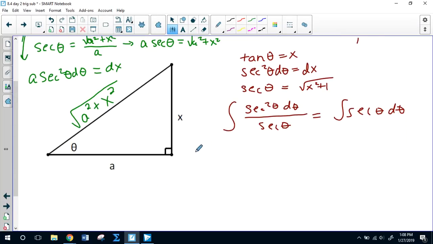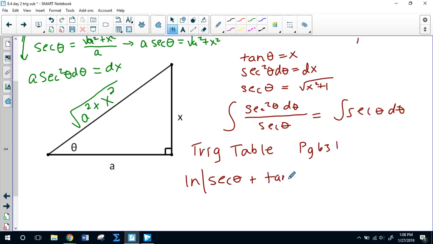This actually needs what's called an integral from the trig table in the back of your book. I wish that this were not the case, but I do want to show you this. This is from page 631 in your book. I'm not going to actually have a picture of the book here. You can turn there and look yourself. But page 631 tells us that the antiderivative of secant theta d theta is equal to the natural log of the absolute value of secant of theta plus tangent of theta.